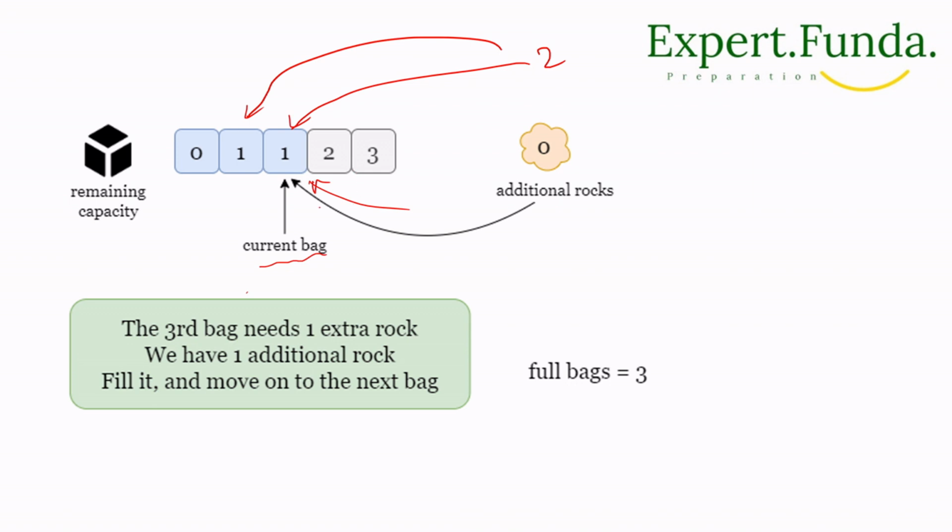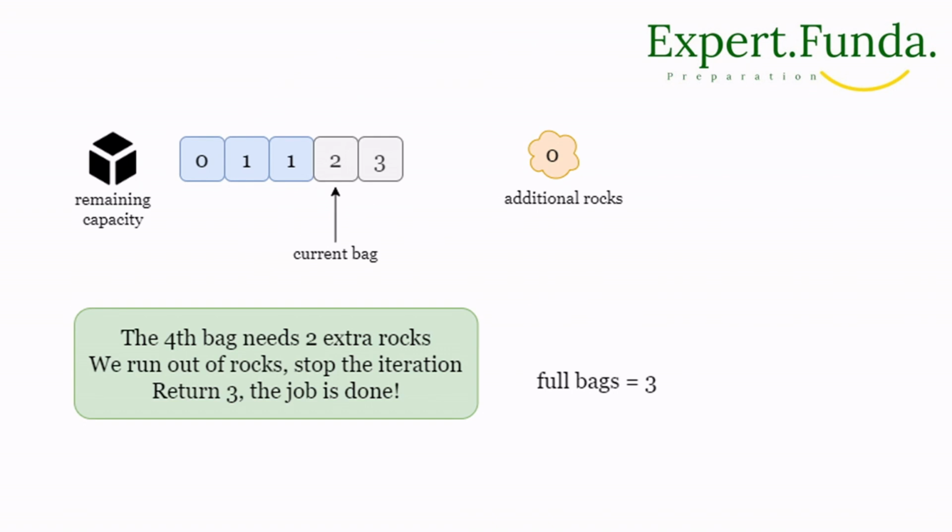So you can see we have used what? These 3, right? Now it is full, bag is 3, and that's why when we come to the next, it is 4 here and 3. So we do not need to move to here, because the fourth bag needs 2 extra rocks, and we run out of rocks. We don't have the rocks here, and so we have to stop the iteration here, right? We have to stop iteration here.